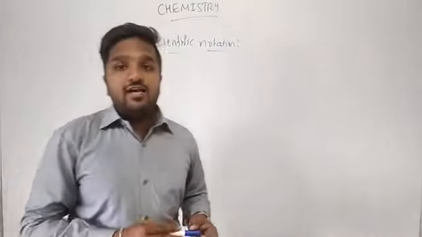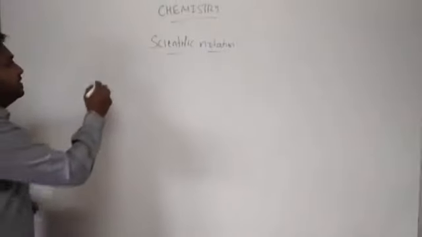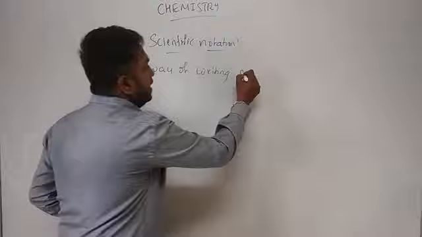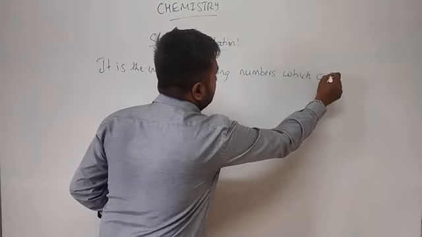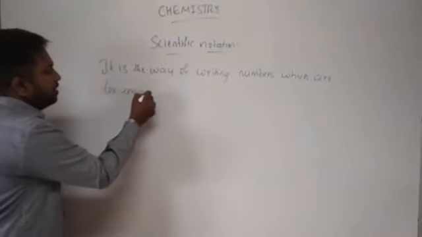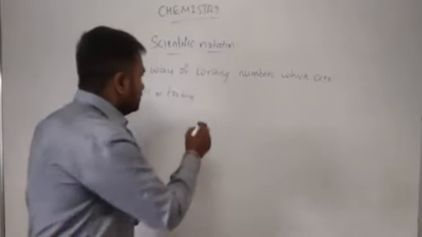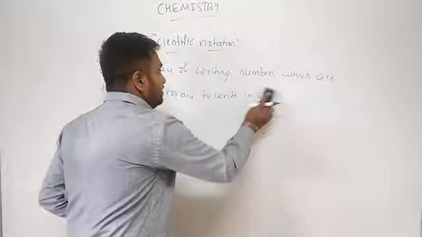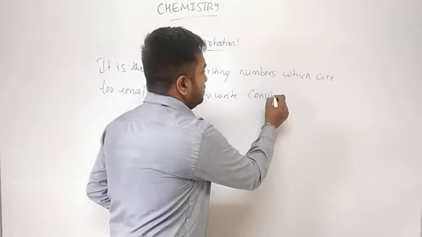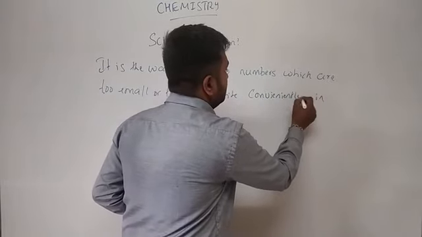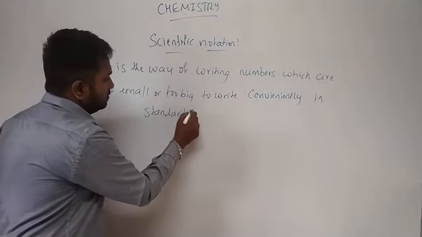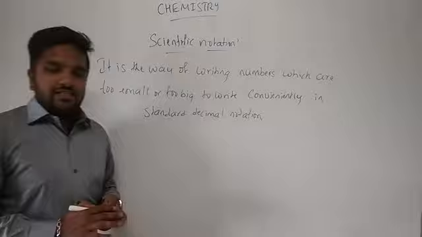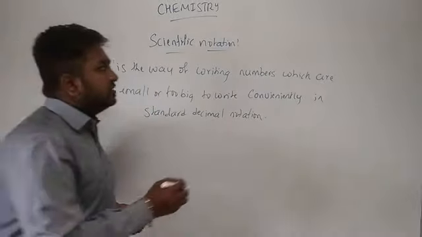Scientific notation is also known as exponential notation. It is the way of writing numbers which are too small or too big to write conveniently in standard decimal notation. Clear? So this scientific notation is also known as exponential notation.